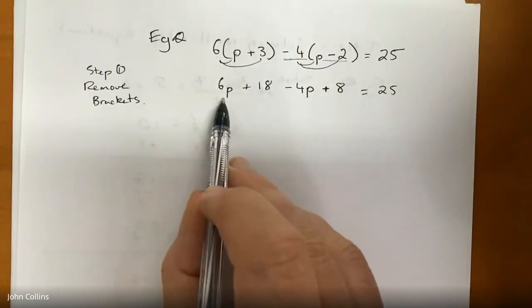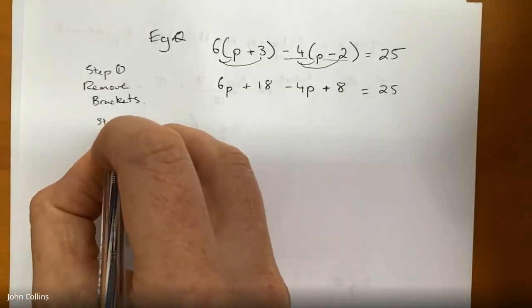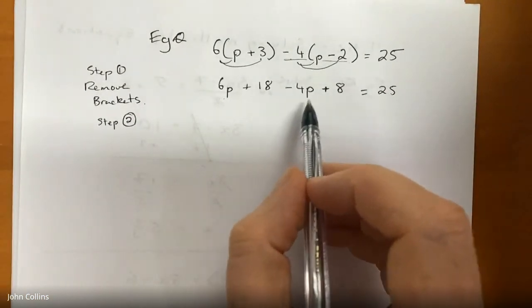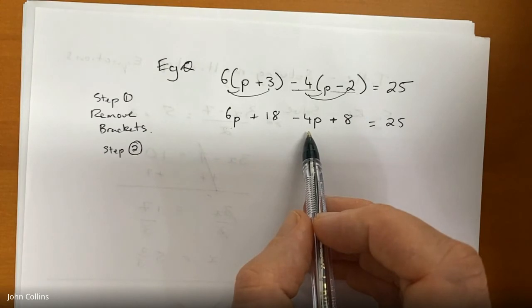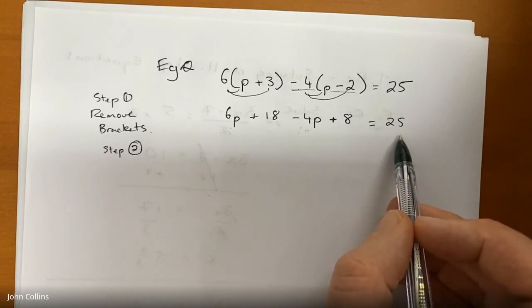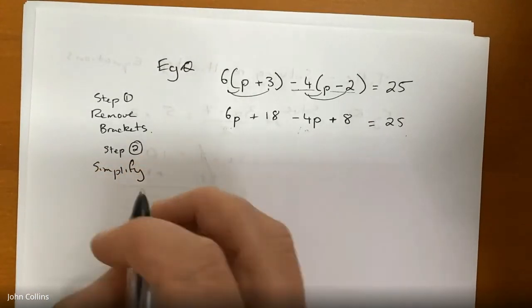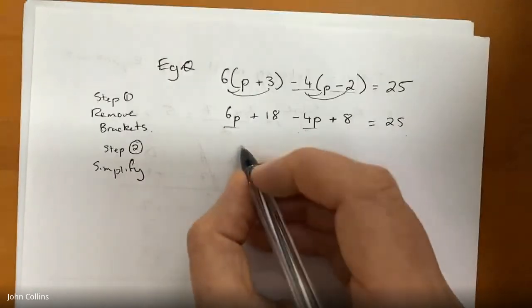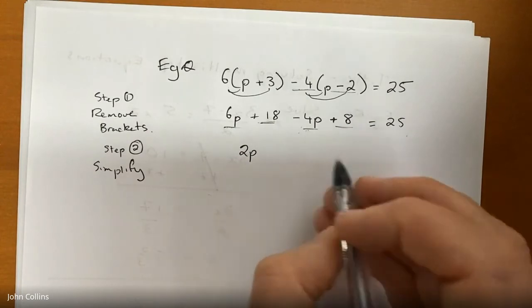But this time, the p's are on the same side. There's 6 of them here, and there's 4 of them here. So step 2 in this case: if I try to get rid of the smaller p, I'd add 4p to get rid of that, but I'd have to add 4p on this side, and there'd still be a 4p here and a 6p, so that's no good. So I need to simplify, because if they're on the same side, 6p take away 4p is 2p, and the numbers, 18 plus 8, is 26. It's just a simplification question so far.